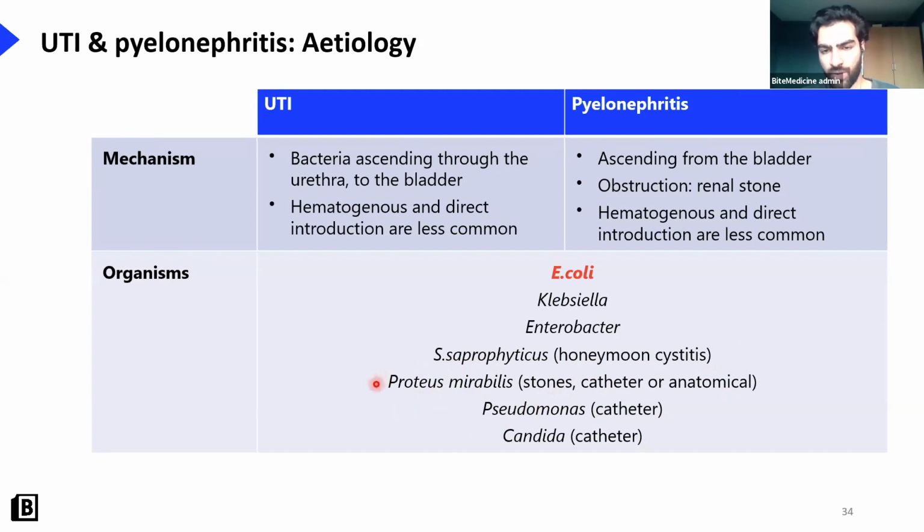So that's essentially the bacteria which cause UTIs and pyelonephritis. The ones down here, Proteus, Pseudomonas, and Candida are typically seen in complicated infections. Okay, so these three down here are associated with complicated, complex UTIs.